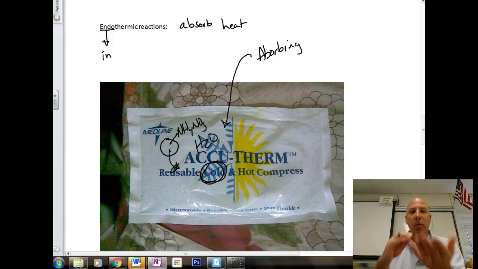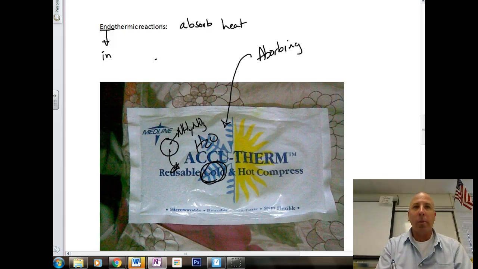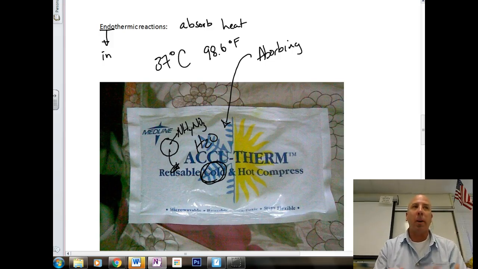Now, this absorption of heat, when you put it on your body, the temperature of your body is about 37 degrees Celsius, also about 98.6 degrees Fahrenheit. Because the pack is cold, it absorbs heat from your body. And oftentimes people will put a cold pack on somewhere that you've injured yourself. Maybe you've twisted your ankle or something like this, and there's some swelling going on. You put a cold pack on it to actually take some of that swelling down. So this is a good example of an endothermic process.